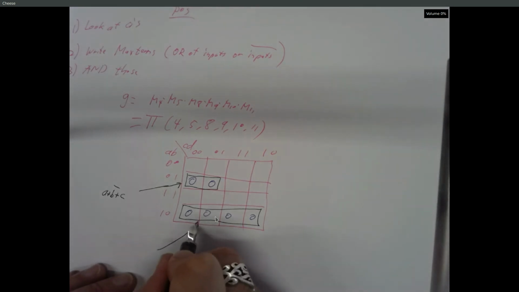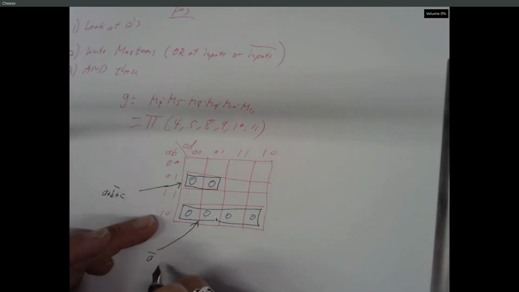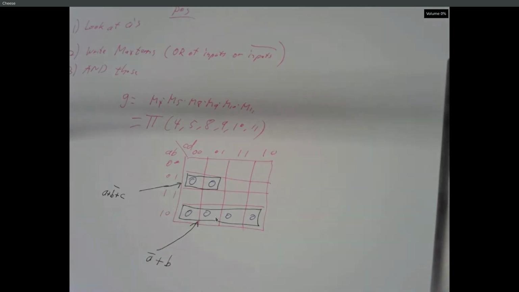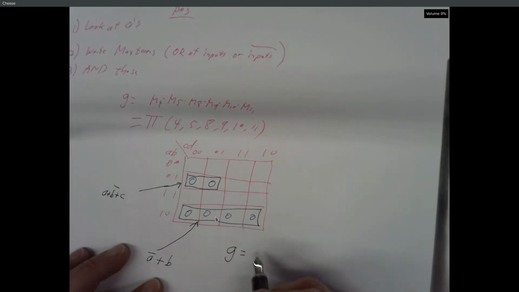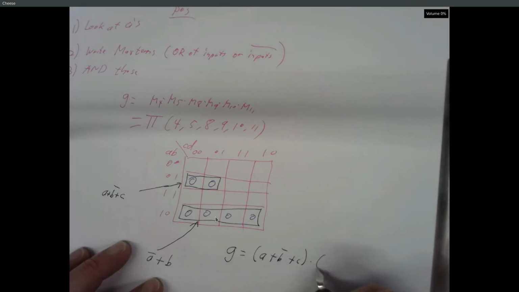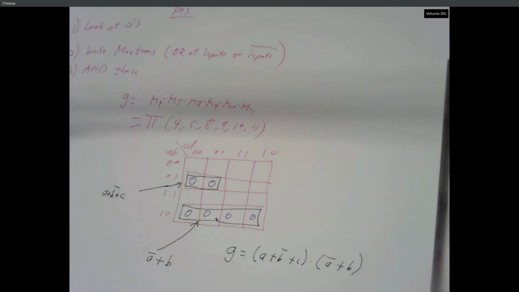And this box down here, A is a 1, so that's A bar. B is a 0, so that's B, and C and D don't matter because they change. So this is A bar or B. And so G is the product of those two terms. So there's your simplified product of sums.